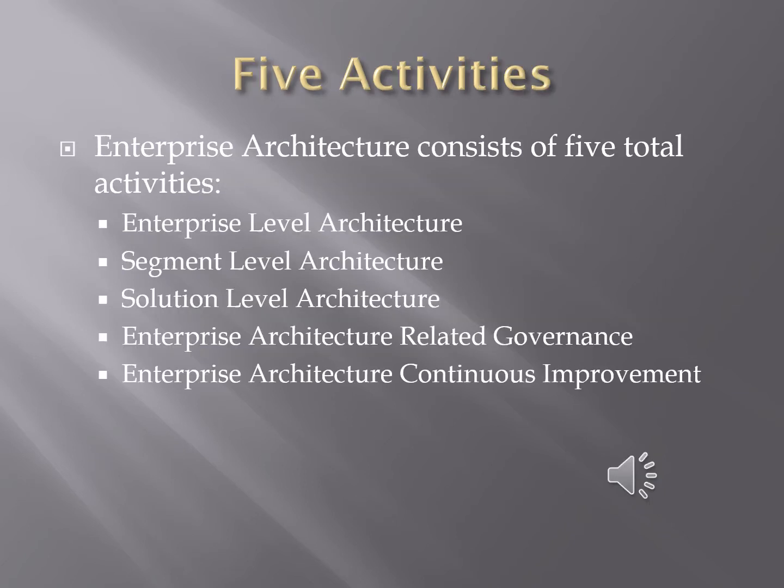To clarify all this, I use something called the 5 activities model, which says that there are 5 activities in enterprise architecture. It's not particularly inventive. We saw the first 3: the enterprise level, the segment level, and the solution level architecture. And then the literature contains lots of examples of enterprise architecture related governance and enterprise architecture continuous improvement.